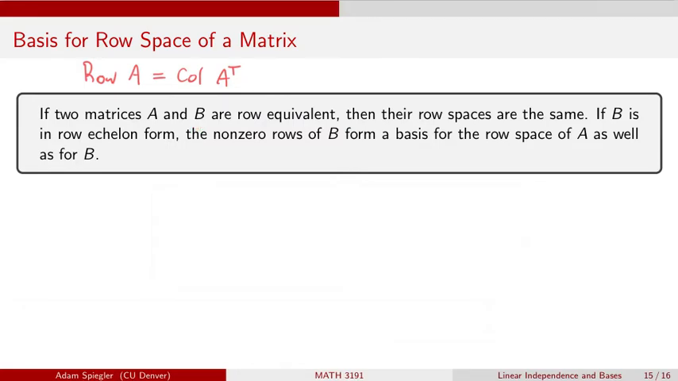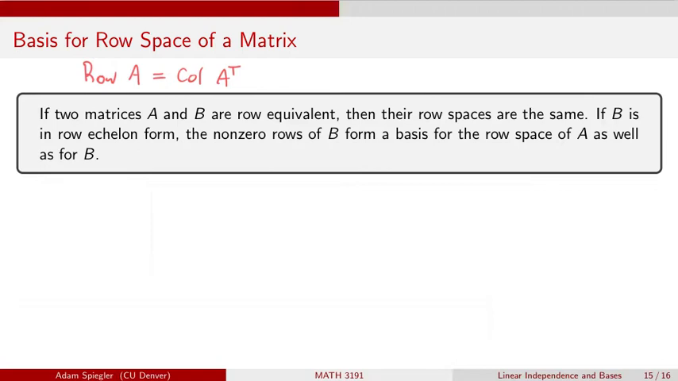For example, if we have A as some arbitrary matrix in no particular form, and we're able to do some row operations on it and write it in form B, which we're going to assume is row echelon form. We don't even need it to be reduced row echelon form. Then we can pick off any of the non-zero rows of this row echelon form matrix B. That's going to be a basis for the row space of matrix B. And since matrix B and A have the same row spaces, that's also going to be a basis for the row space of matrix A.